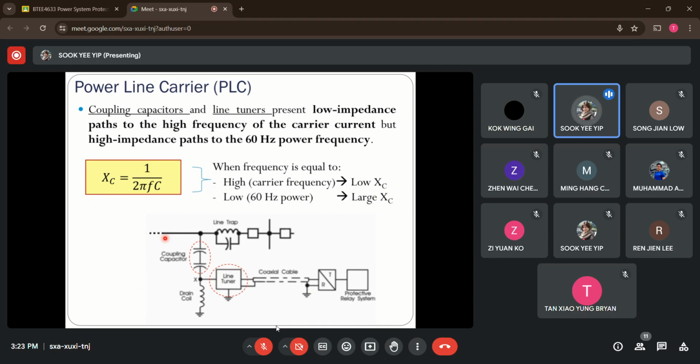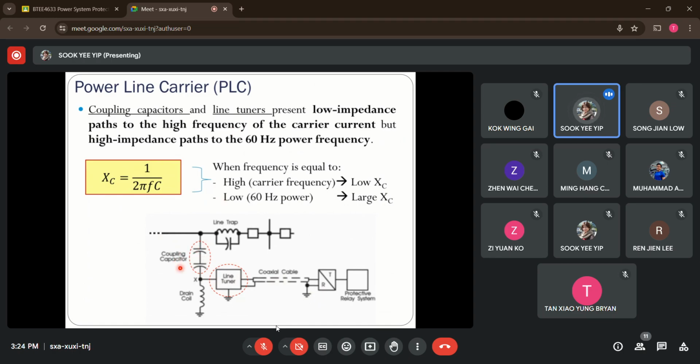We need to use these components, known as the coupling capacitor, together with the line tuner, the ones circled in red. By using these two components, we can ensure that there will be a low impedance path for the high frequency signal, which is the signal you want to communicate, so it is able to go in. But you give a high impedance path for the 60 hertz power signal. To further understand this, as you can see, the capacitor.